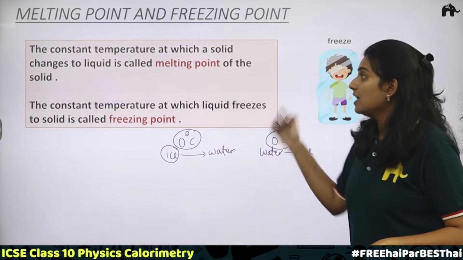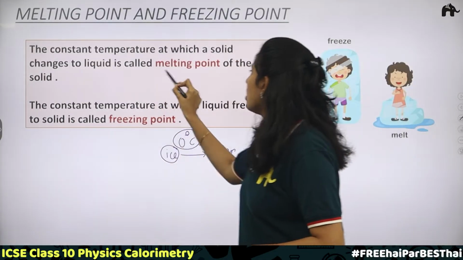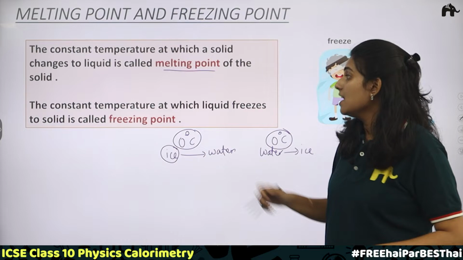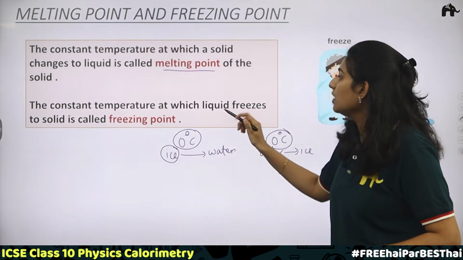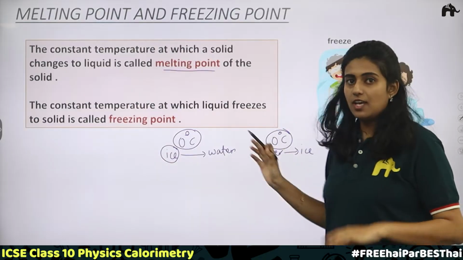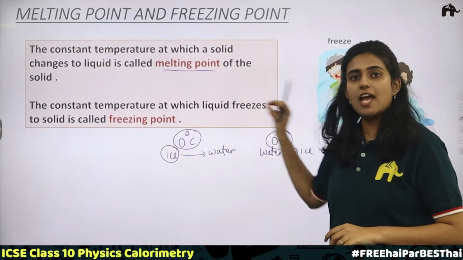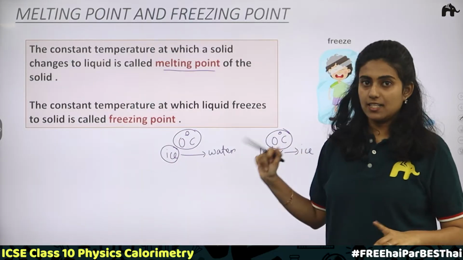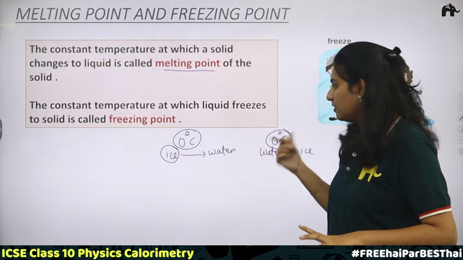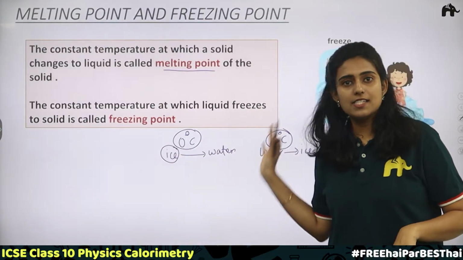the freezing point. The constant temperature at which a solid changes to liquid is called the melting point of the solid. The constant temperature at which liquid freezes to solid is called the freezing point. Okay, so when you take a pure substance, its melting point and freezing point will always be identical. You will have the same value. For example, when you take this case, the melting point and the freezing point will be the same value.